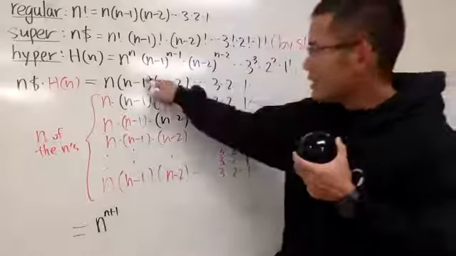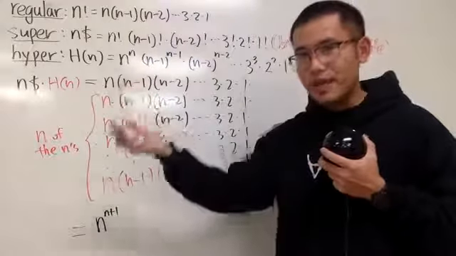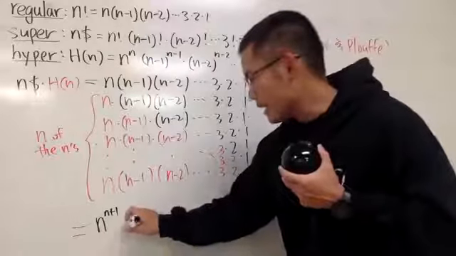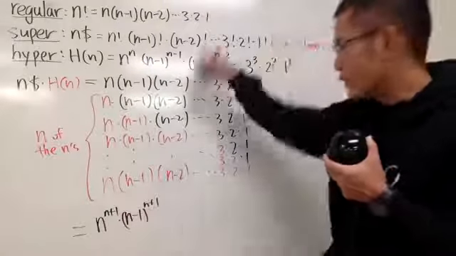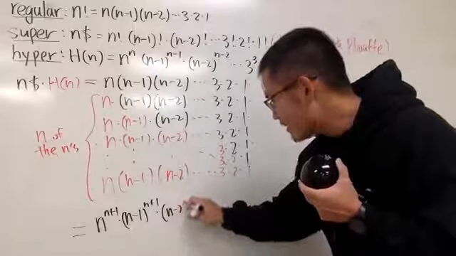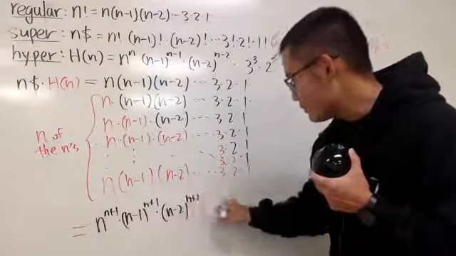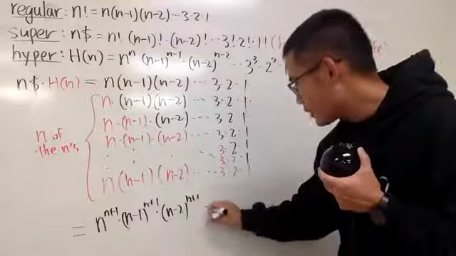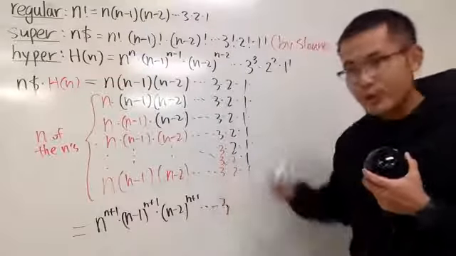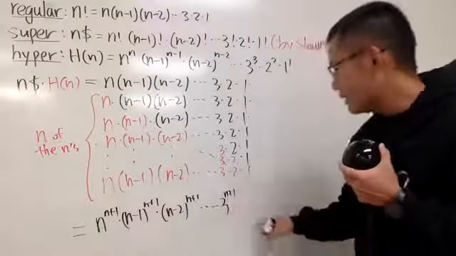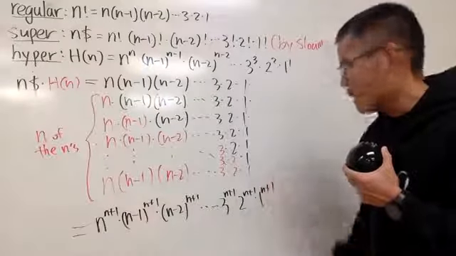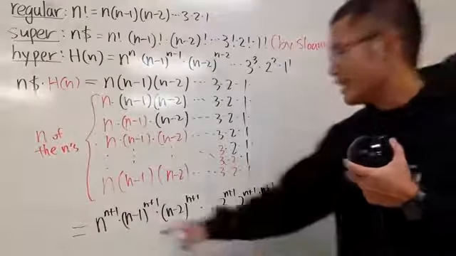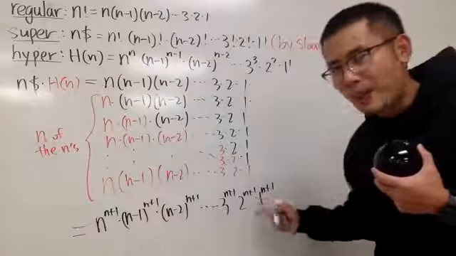Similarly, from here to here is also to the n plus 1 power, so we multiply by n minus 1 for the base raised to the n plus 1 power, and likewise for this, which is n minus 2 raised to the n plus 1 power, and so on. And we have 3 to the n plus 1 power, and then 2 to the n plus 1 power, and 1 to the n plus 1 power. Everybody has the same power, namely n plus 1.